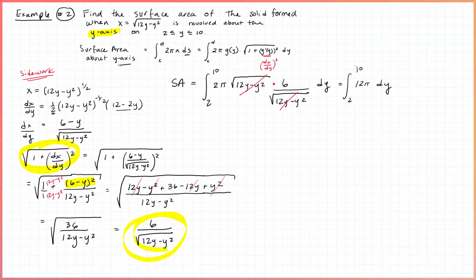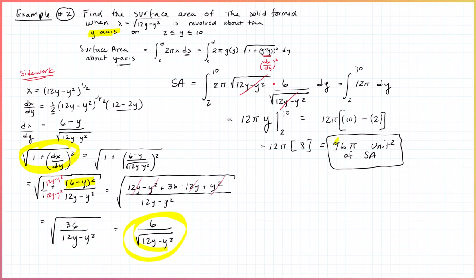And the integral of 12 pi is just 12 pi times y, because that's just a constant, evaluated from 2 to 10, and that's just 12 pi times 10 minus 2. And we end up with 12 pi times 8, and that is 96 pi units squared of surface area.